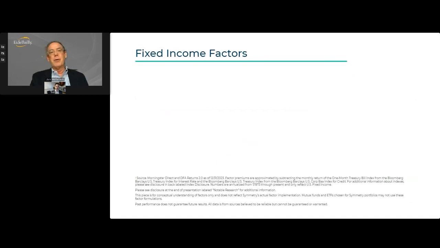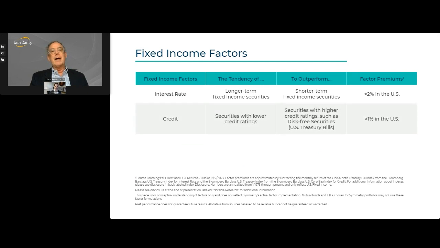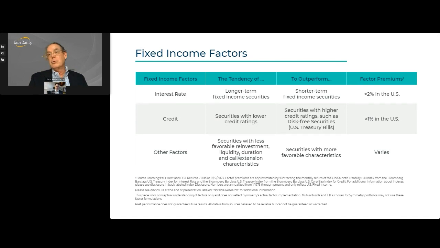Fixed income factors, I'll just go through very briefly. Two major factors in fixed income are how much interest rate risk you're taking on. Longer term securities tend to have higher risk than shorter term securities. There seems to be, at least out to 10 years, a compensation for that in the market. And we're all familiar with credit risk, that securities with lower credit ratings are outperformed by those with higher credit ratings. There's a credit premium of about 1%. There are other factors in fixed income, things having to do with liquidity risk or call and duration risk, call extension characteristics. But for the most part, if you own the fixed income universe, your sources of return are coming from two major sources, that is interest rate risk and credit risk.